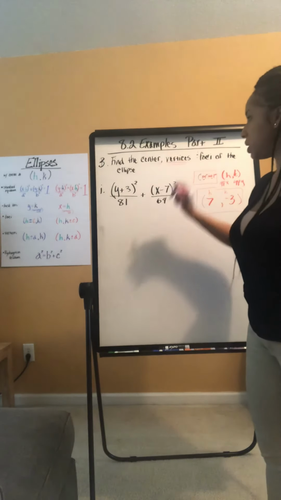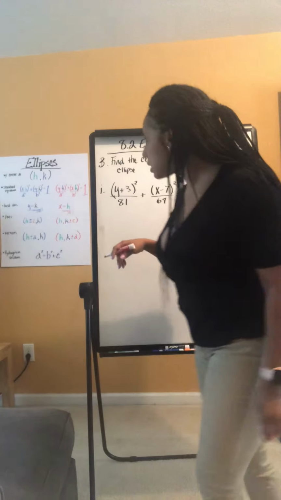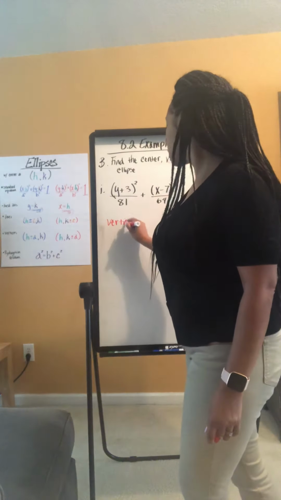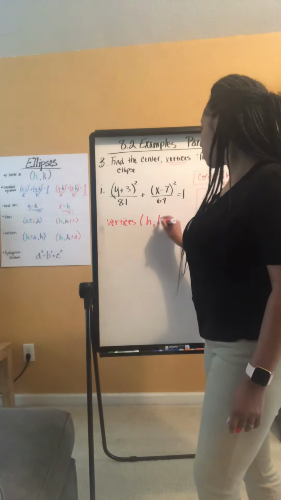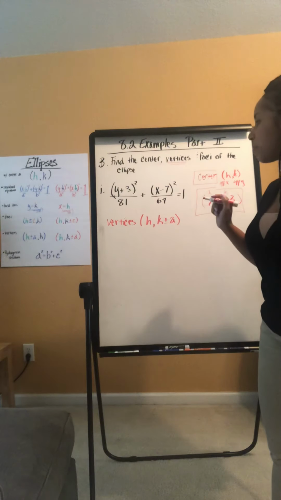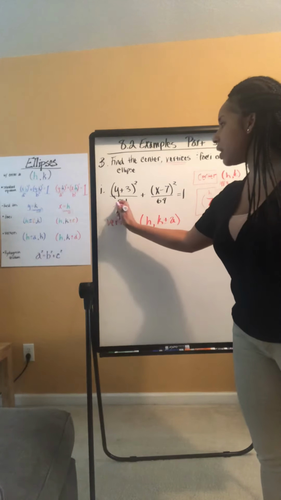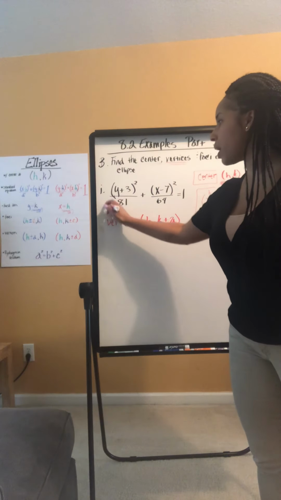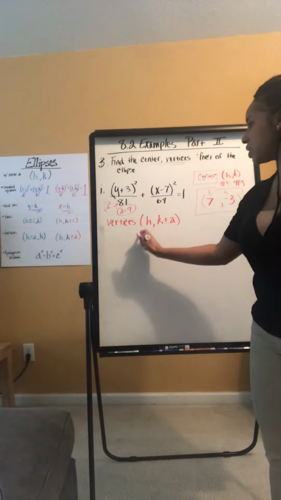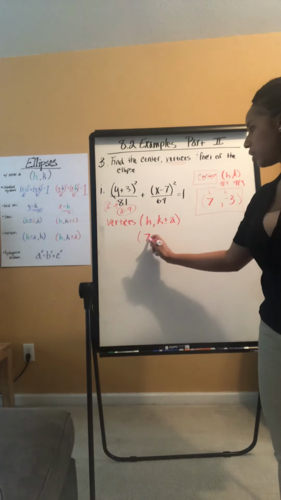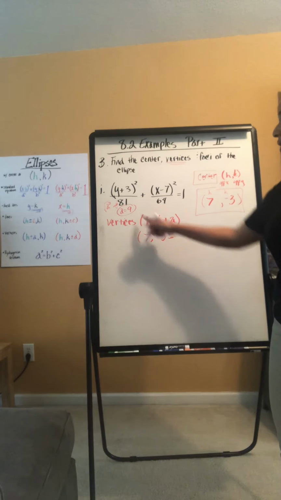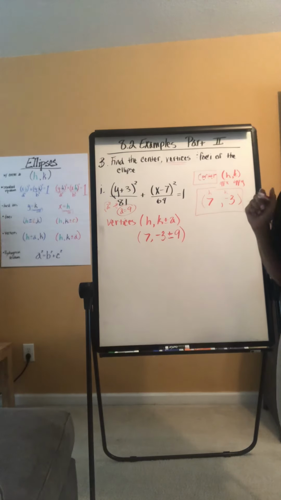Then they want the vertices. So for the vertices, I want H. Vertices are your H, and then you have K plus or minus A. All right, on my red side, H and then the K plus or minus A. Well, we know that 81 is my A squared, so A all by itself would just be 9. So my vertices, H was 7, comma K was -3, plus or minus A, and A was 9.